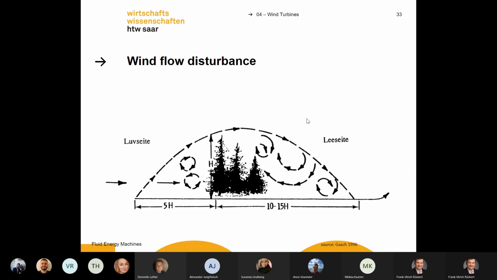And currently, we want to do a PhD thesis together with students, with Mr. Johannes König, and he wants to do his PhD about the influence of forests and the influence of terrain, of the mountains, on the windmills. Now let's see if we can do it.